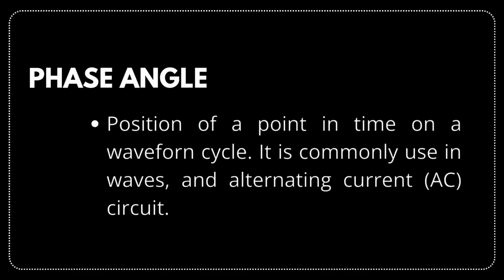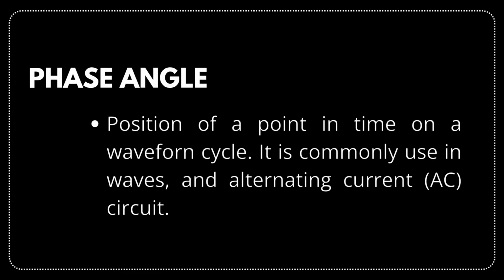Okay, now, let us proceed to phase angle in LRC series circuit. So, phase angle is the position of a point in time on a waveform cycle. It is commonly used in the context of oscillation, waves, and alternating current or your AC circuit. So, phase angle is a measure of the position of a wave within a cycle. In simple terms, it shows how far the wave has progressed from the beginning of the cycle.